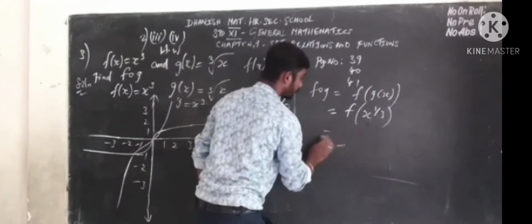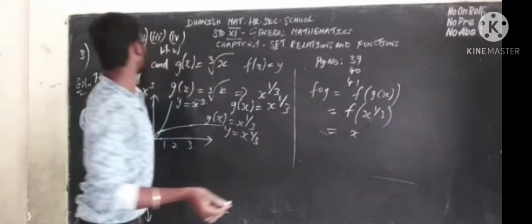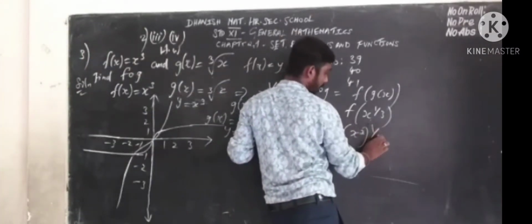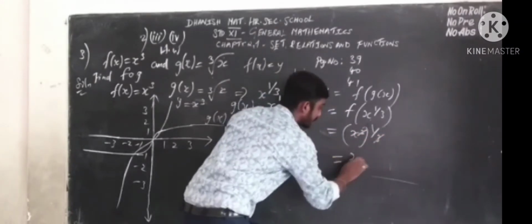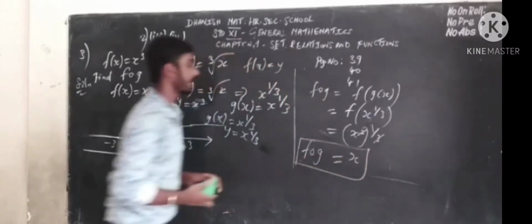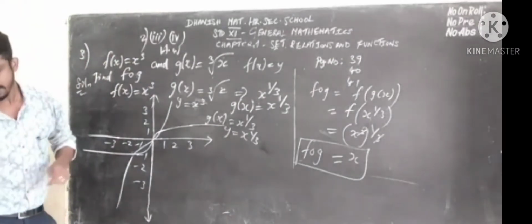For f of x, you have to substitute. What is the f of x value? That will be x cube. You have to substitute like this: x cube power of 1 by 3. So here, cube and cube will be cancelled. What is the answer we are getting here? f of x is equal to x. So f of g is equal to x.